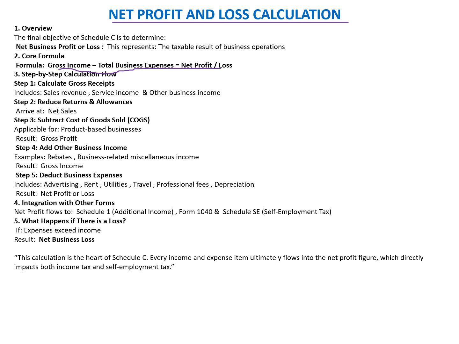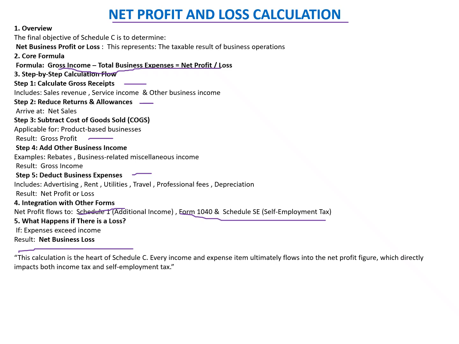First of all, we have to calculate the gross receipts. We reduce returns and allowances to get the final net sales. Then we subtract the cost of goods sold to arrive at the gross profit. We add other business income to get the final gross income, and then we reduce the business expenses to get the final net profit. And then it is integrated with the other forms: net profit goes to Schedule 1, Form 1040, and Schedule SE. In case of a loss, it has to be reported as a net loss.